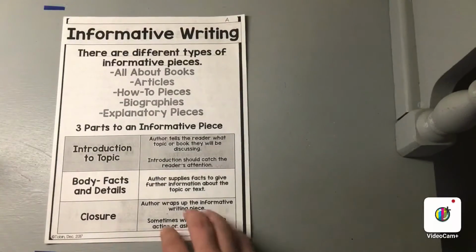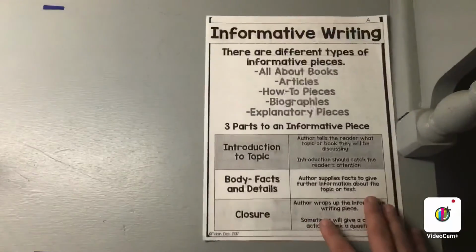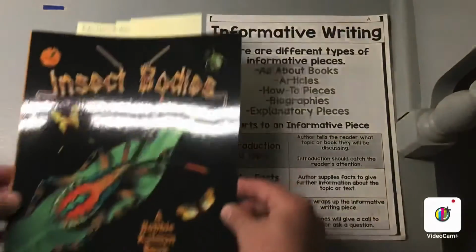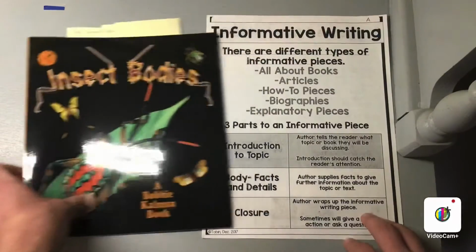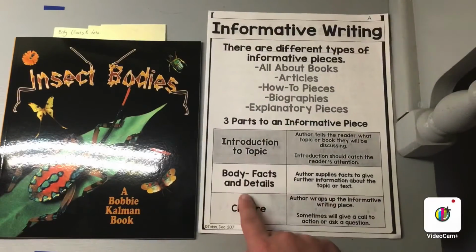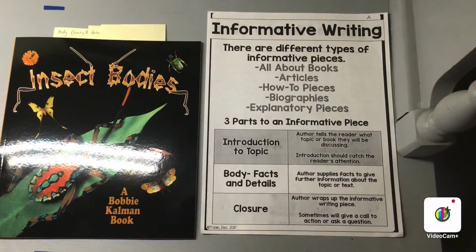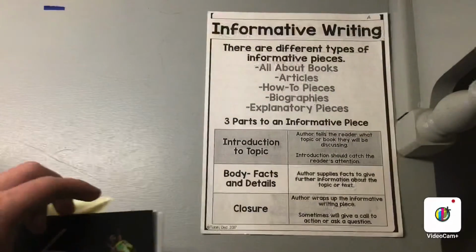So today I have got a story that I'd like to read. This is an informational book. This book is called Insect Bodies. And I chose a few pages out of this book in order to illustrate the 3 parts of the informational writing: the introduction to the topic, the body, and the closure. So let's look at this first page that I chose here.